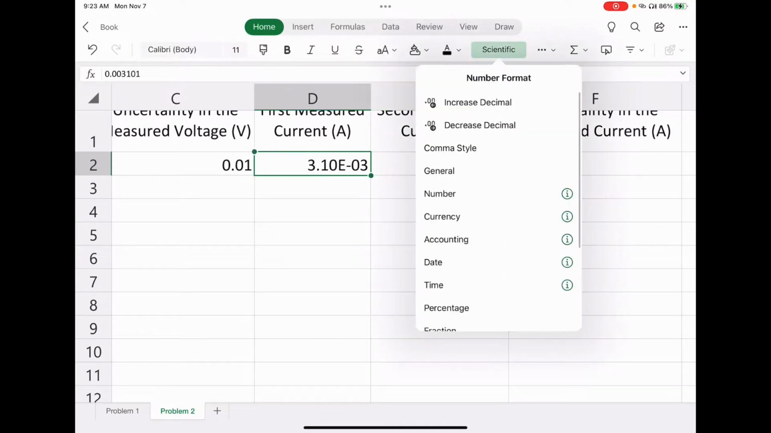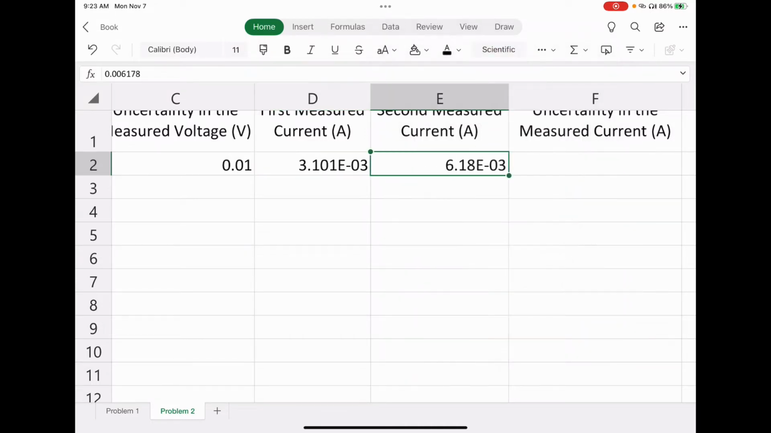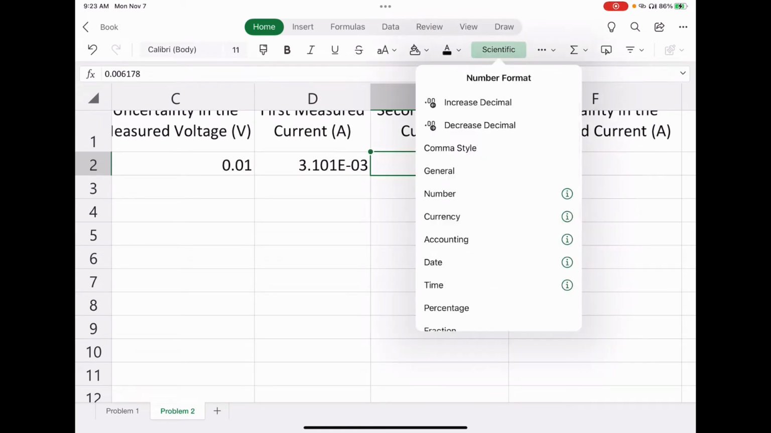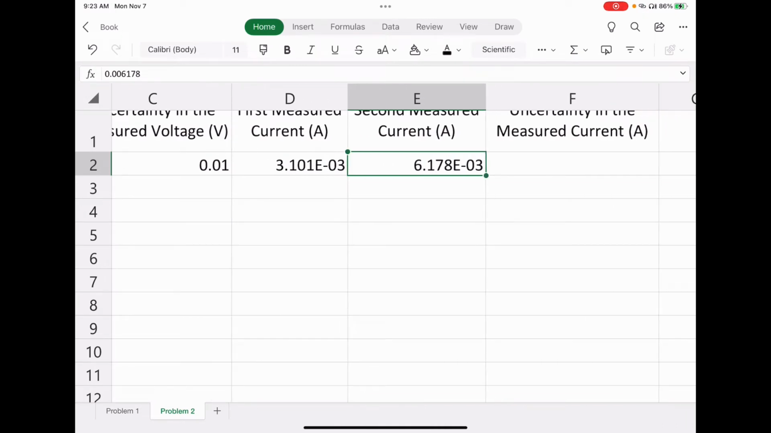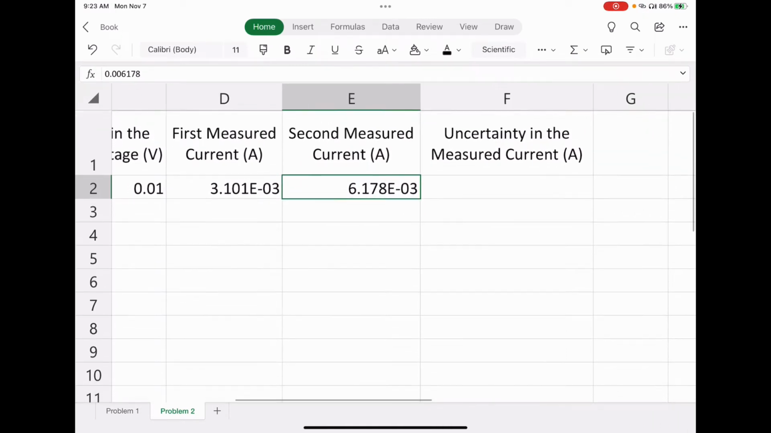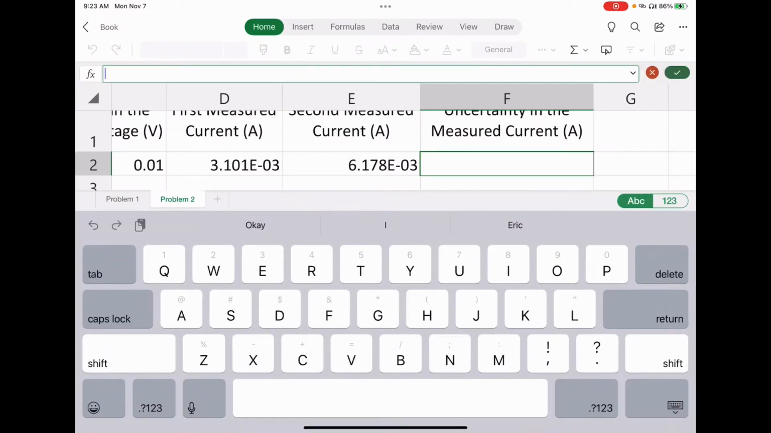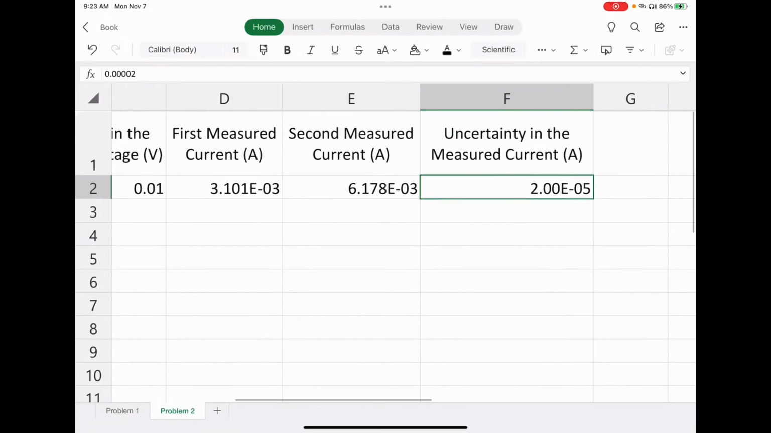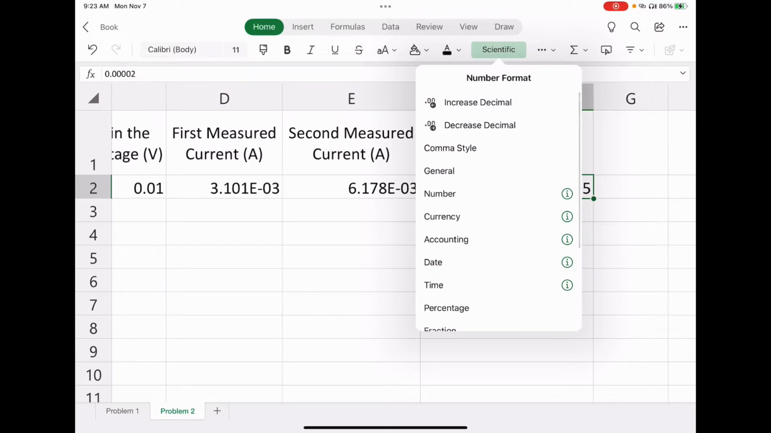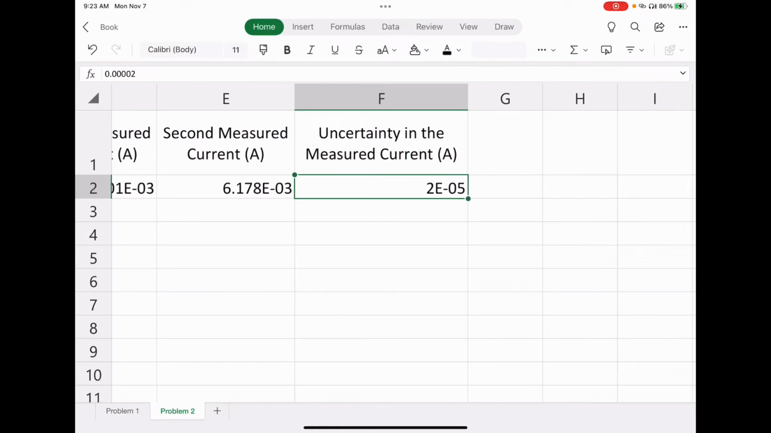So let's just go ahead and make sure we include that decimal place. Increase. And I only have 1 decimal place for the voltage. So the uncertainty here is 2E-5. All right, there we go. We don't even need the decimal places because we don't have them, so I'm just gonna go ahead and decrease those and just let it be that. Just trying to stick with the problem.